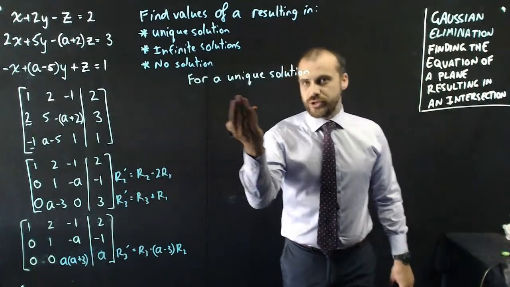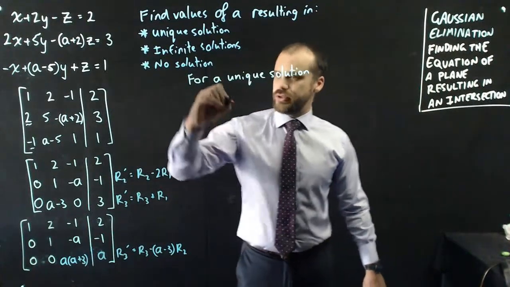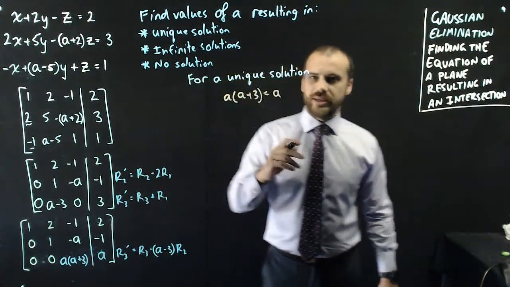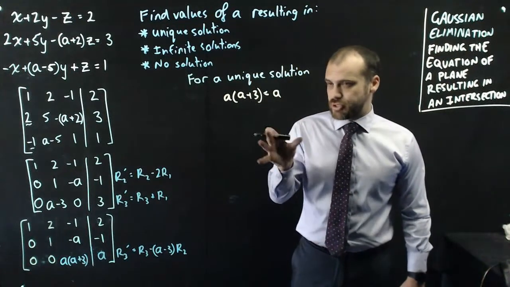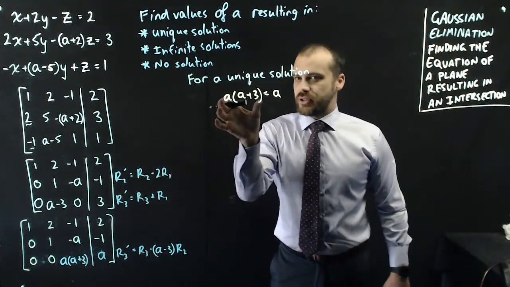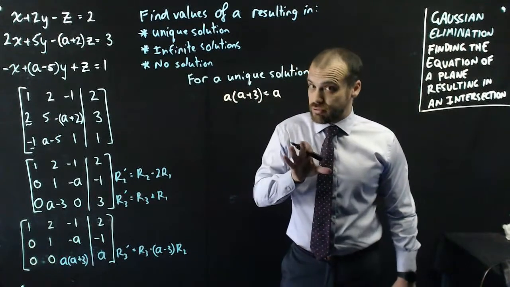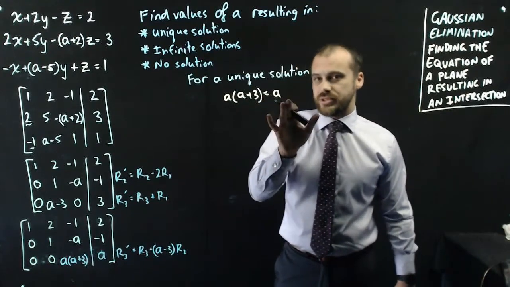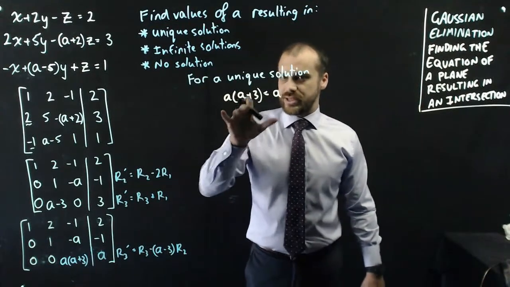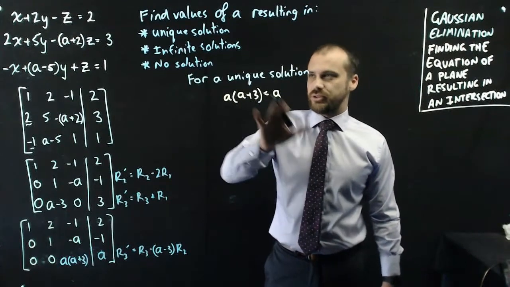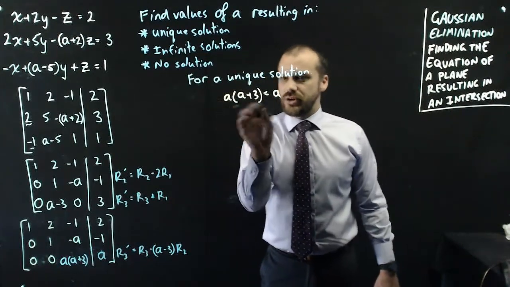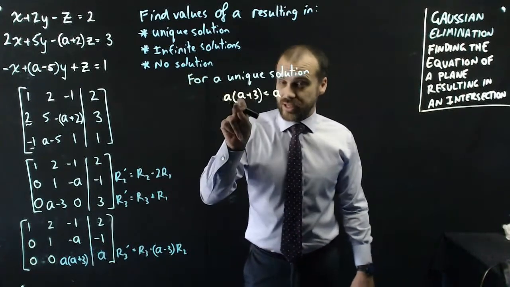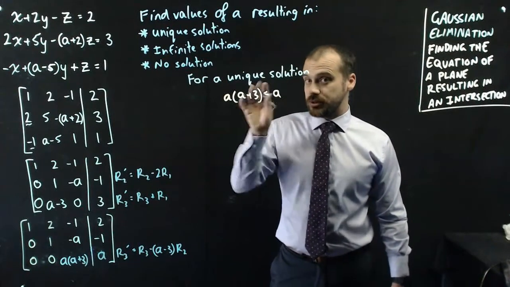So let's do the unique solution first. For a unique solution, a(a + 3) = a needs to have a particular property. We need just a number that's not 0 equal to something. That could be 0, because we could have z equals 0. But what we can't have is 0 equals 0, because that would result in infinite solutions, or 0 equals 3, because that would result in no solution. So in other words, that cannot equal 0.